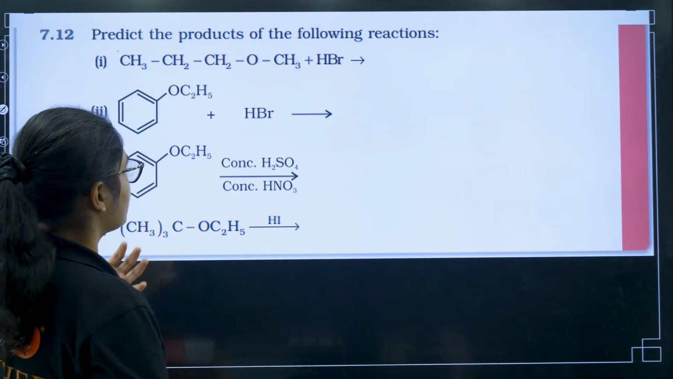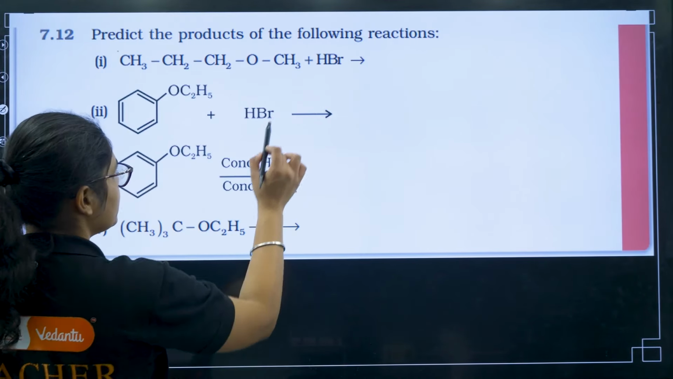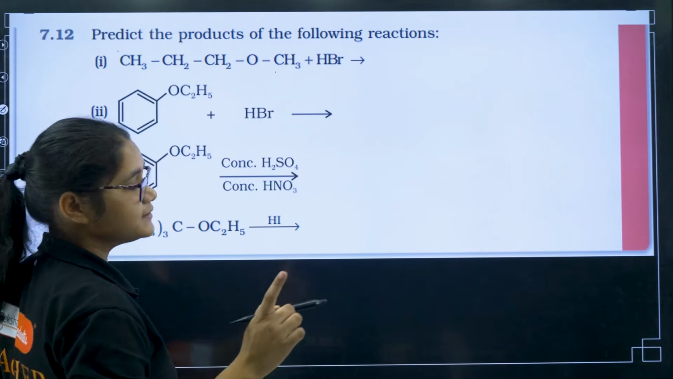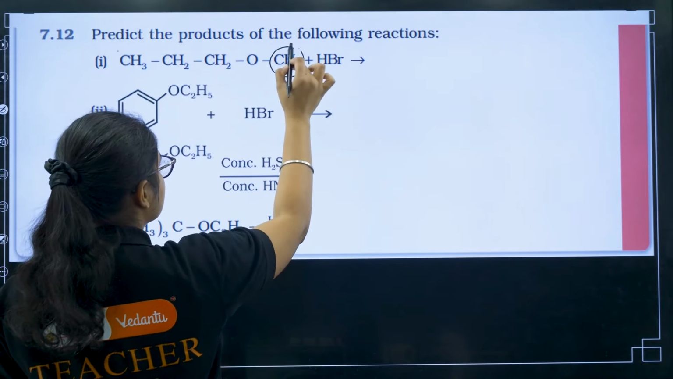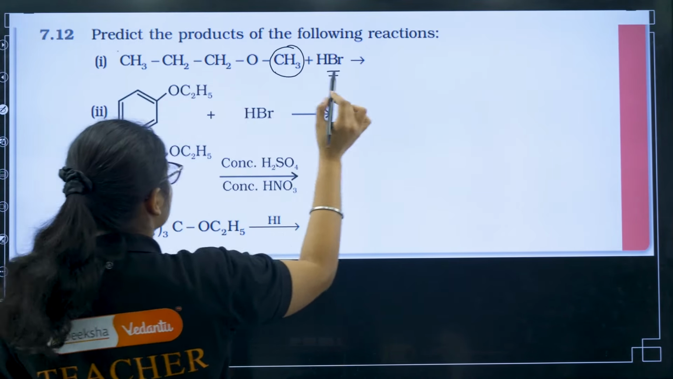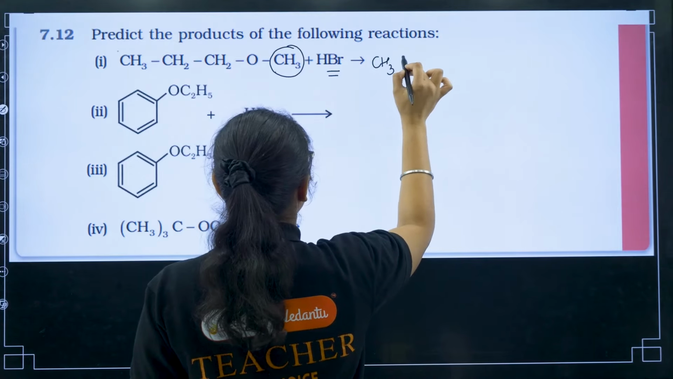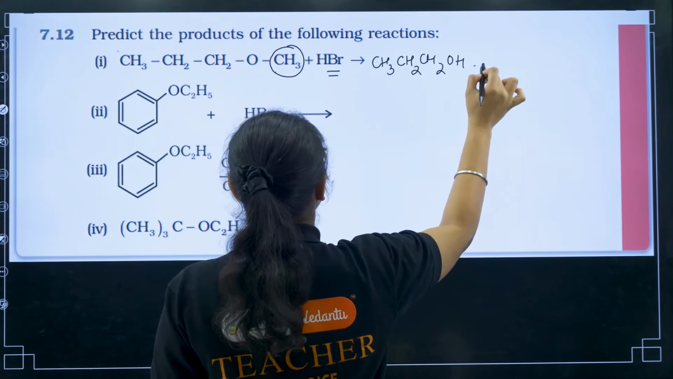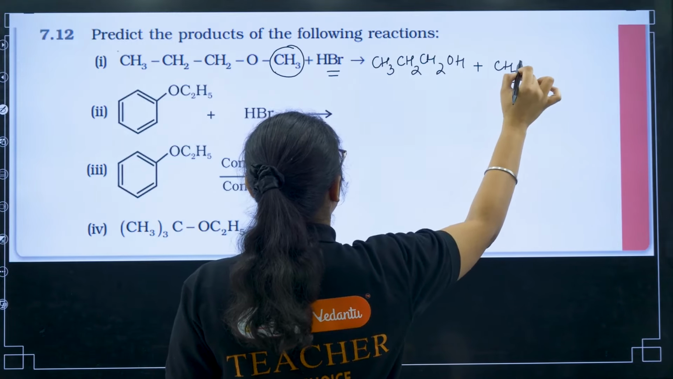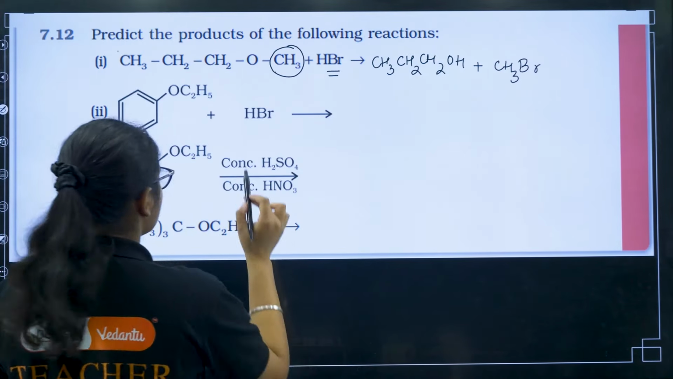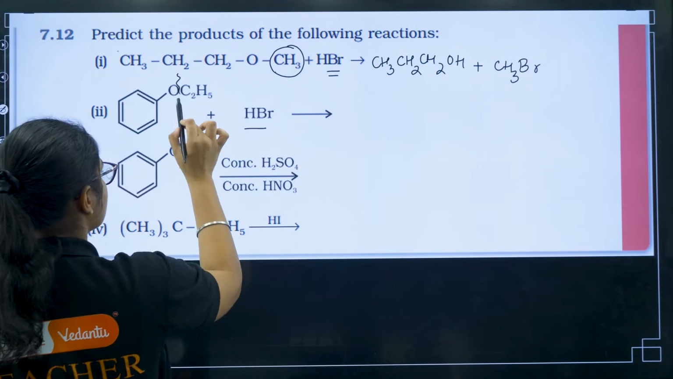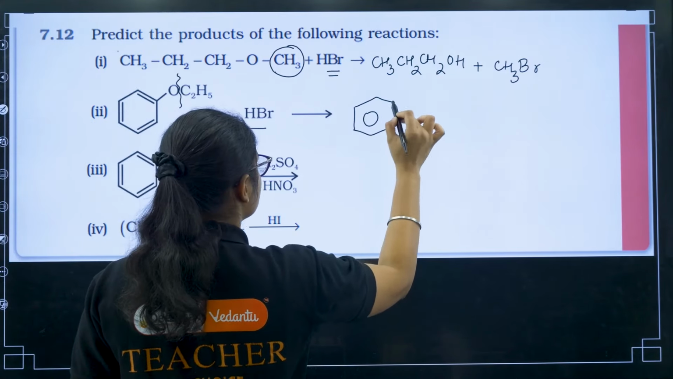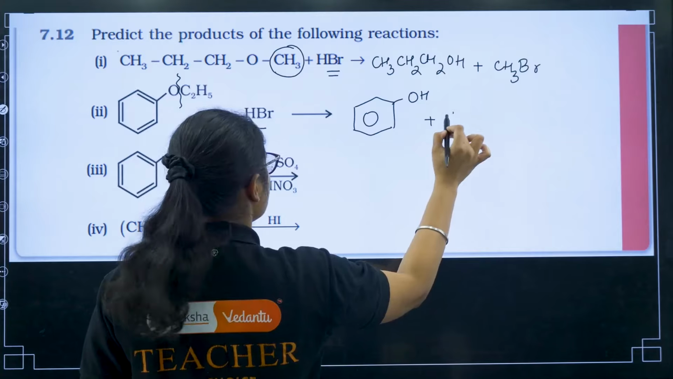So this is, I think, your hydrolysis. So I told you, if one side this is primary, this is also primary, then SN2 mechanism will be favored and the less hindered side will take the bromine. So what I will get here, CH3CH2CH2OH plus CH3Br. Next, here if you see, if phenol group is there, always it will break here and you will get a phenol.